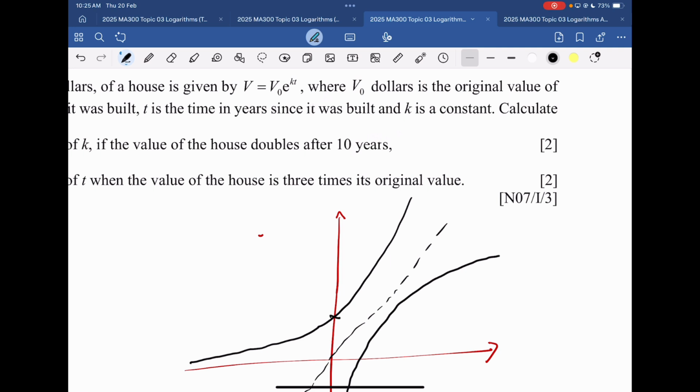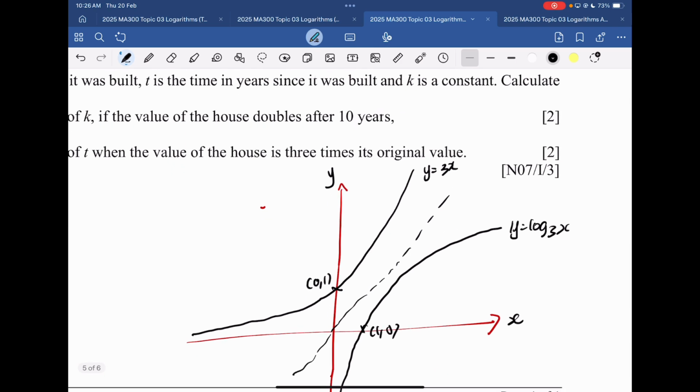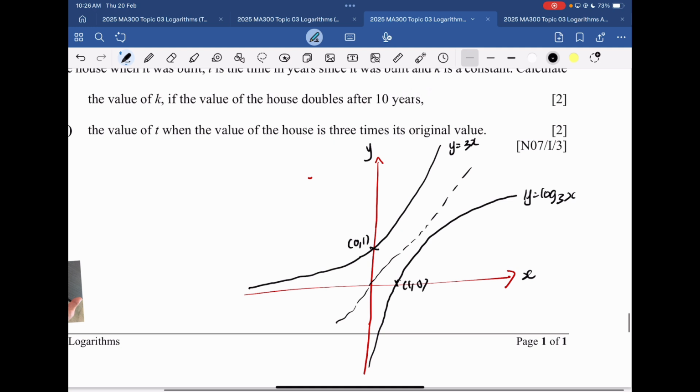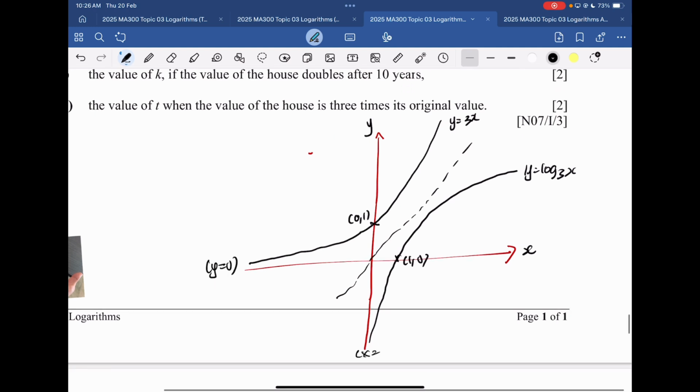Okay, so 0, 1, 1, 0, y, x. Y equals to 3 power x, y equals to log base 3x. So Junkai, once you see where it cuts, you should know which intercept it is, right? What else do you need to do? What am I missing? Very good. Y equals to 0, x equals to 0. You got two graphs, so you need two asymptotes.